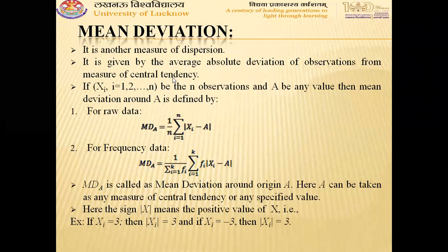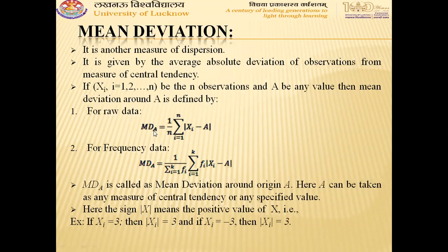The formula for computing the mean deviation is, for raw data, mean deviation about A is 1 upon n summation i goes from 1 to n of |xi minus A|, where A is a measure of central tendency, or you can say any assumed mean. And for frequency data, that is for class interval data or for discrete data, we can calculate mean deviation using the formula 1 upon total frequency into summation i goes from 1 to k of fi times |xi minus A|, and total frequency is summation fi.